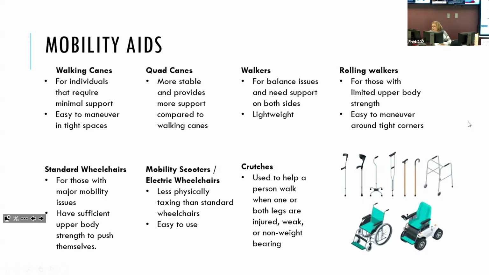And then the scooters or electric wheelchairs are less physically taxing than the standard wheelchairs, obviously, and easy to use. Crutches are used to help a person walk when one or both legs are injured, weak, or non-weight bearing. Some things you'd want to think about with crutches is the underarm pain you can get from using them. If they're not using their crutches correctly, they'll get that pain, because when you're walking you're not supposed to bear your weight under your arms. But it happens.